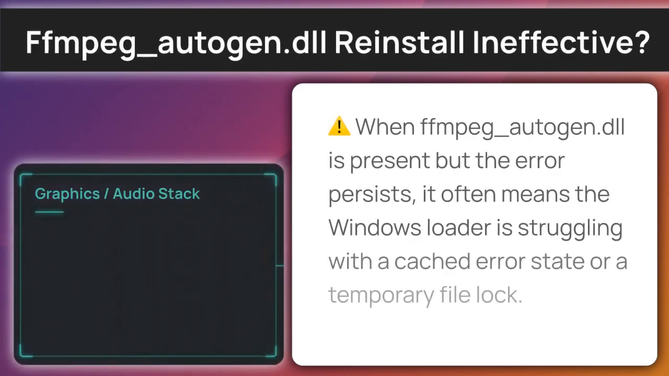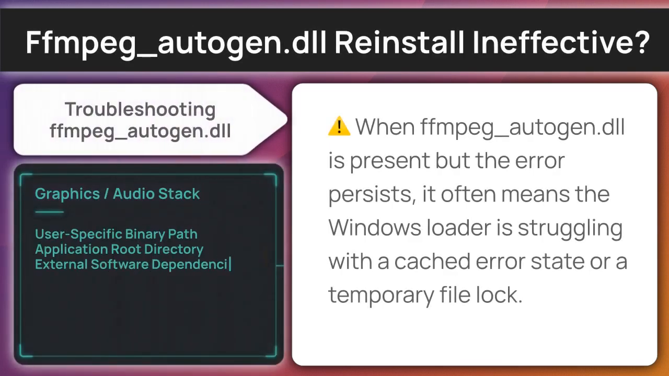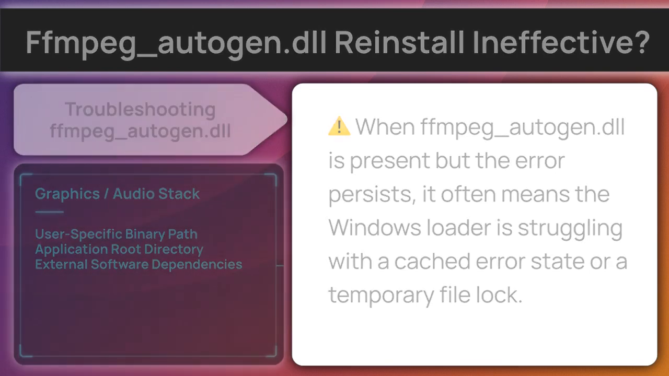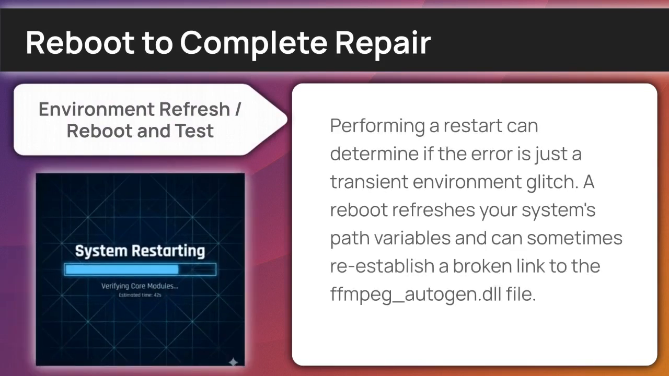In the event the error remains visible, it indicates we need to verify the environment's ability to register new shared resources. A full system restart ensures that no background processes are currently locking the FFmpeg.AutoGen library file. A fresh boot allows Windows to reinitialize its library map from a clean state.